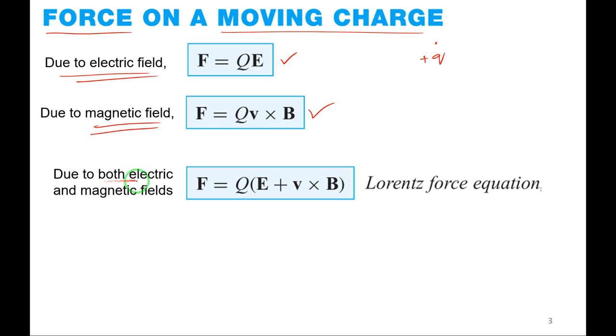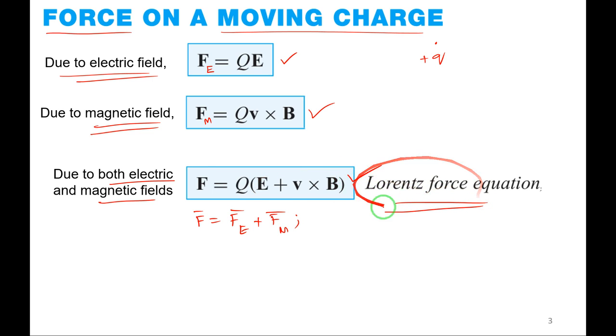Then whenever there are both electric field as well as magnetic field, what is the force experienced by the moving charge? I have to add this. Let me call the force due to electric field Fe and force due to magnetic field Fm. Then the total force experienced by the charge Q due to both electric and magnetic fields, I can write as Fe plus Fm. Force due to electric field, force due to magnetic field, so QE plus QV cross B. Q is common, you can take it out: Q times E plus V cross B.